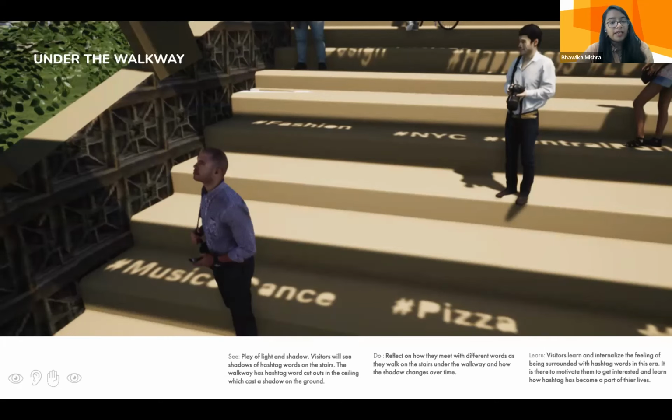And they are encouraged to reflect on how they meet with different words as they walk on stairs. This is more like a physical simulation of how people are constantly under the influence of hashtag words while on social media or any other virtual platform. Visitors would be learning and internalizing their feelings of being surrounded with so many hashtag words in this era, and it's to motivate them to get interested and learn how hashtag has become such a big part of their lives.